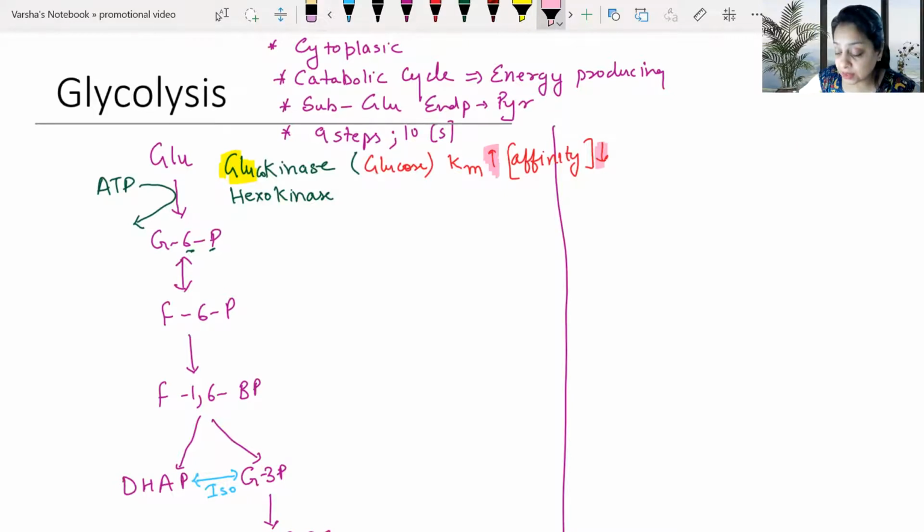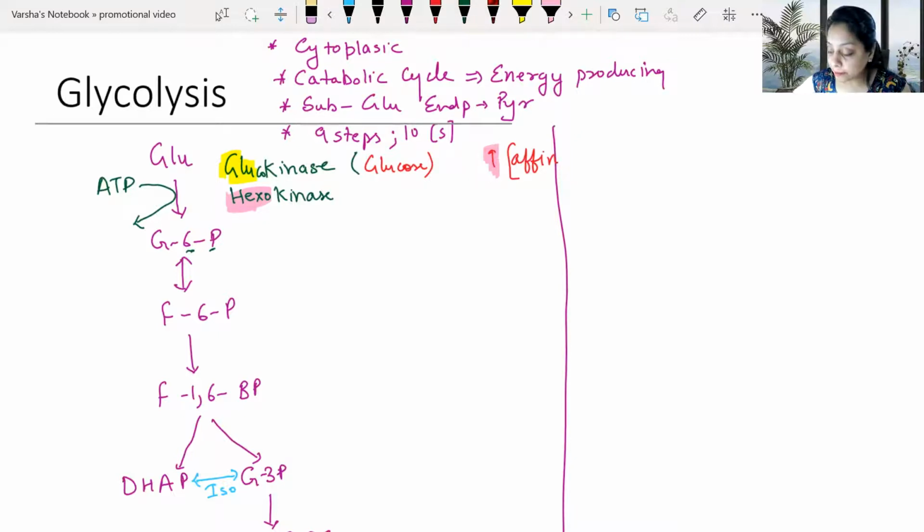Hexokinase, the other enzyme, is a simpler version, a very humble enzyme. Any hexose, it will work. If you find glucose or fructose or galactose, it will work. It doesn't mind working with any kind of hexose. So hexokinase has a lower Km. We will see how hexokinase and glucokinase are different.